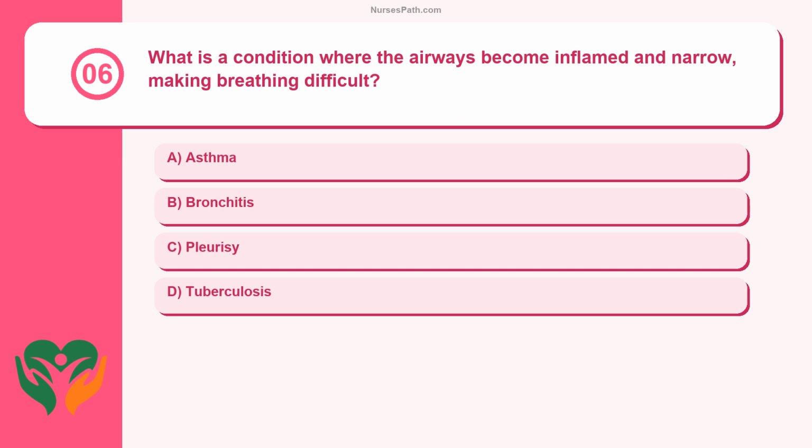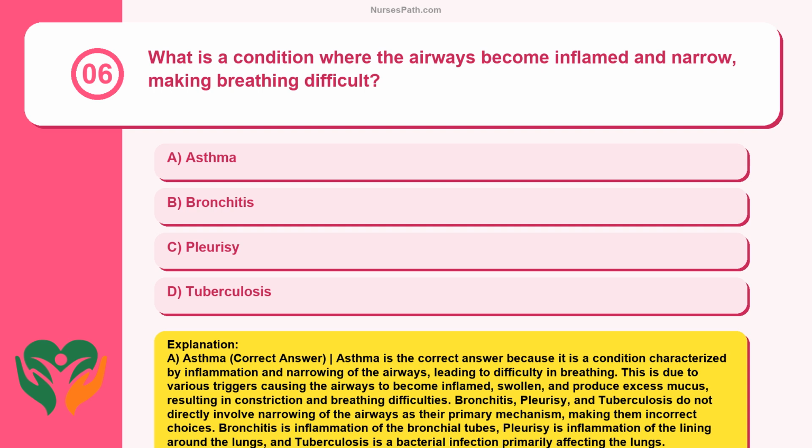Question 6. What is a condition where the airways become inflamed and narrow, making breathing difficult? A. Asthma, B. Bronchitis, C. Pleurisy, D. Tuberculosis. A. Asthma, correct answer. Asthma is the correct answer because it is a condition characterized by inflammation and narrowing of the airways, leading to difficulty in breathing.